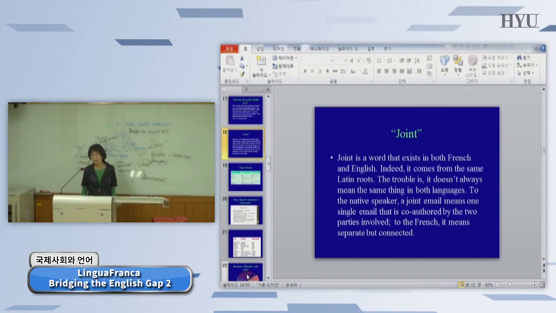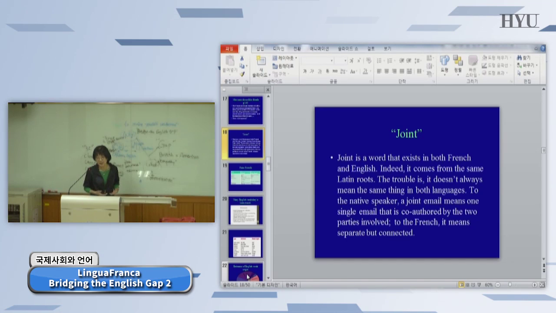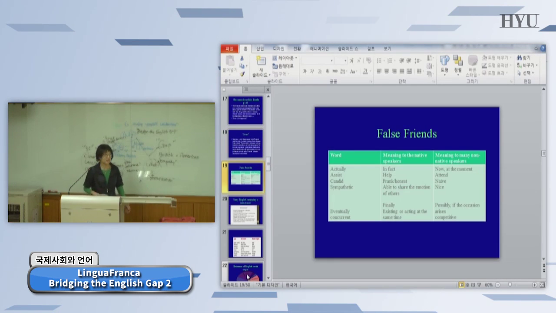So, for example, joint is a word that exists in both French and English. Indeed, it comes from the same Latin root. The trouble is it doesn't always mean the same thing in both languages. To the native speaker, a joint email means one single email that is co-authored by the two parties involved. To the French, however, it means separate but connected. So you can see there was a misunderstanding in the use of the joint communication. These are examples of false friends.